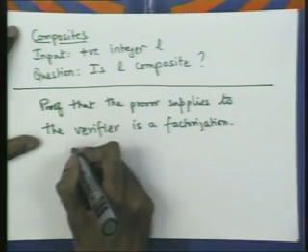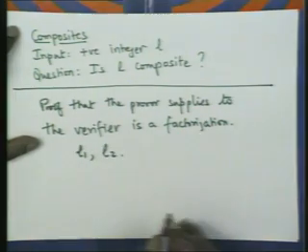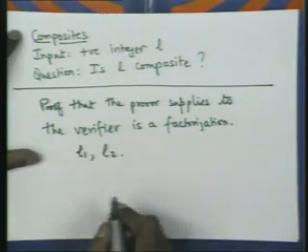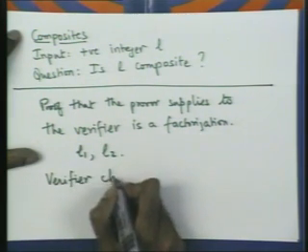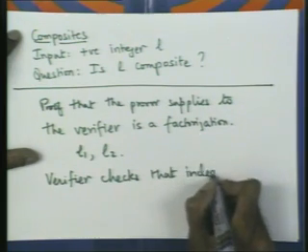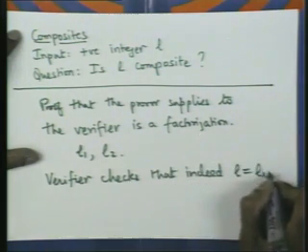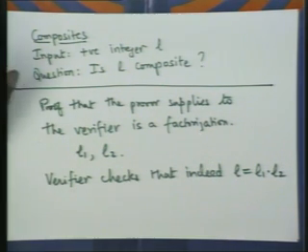Okay, so he gives, let's say, L1 and L2. So this is the factorization of L. So the verifier checks that indeed L equals L1 times L2, and neither of these is 1. Okay, L1 and L2 cannot be 1. So this is a proof that the prover can give to the verifier to convince him that some number is composite.